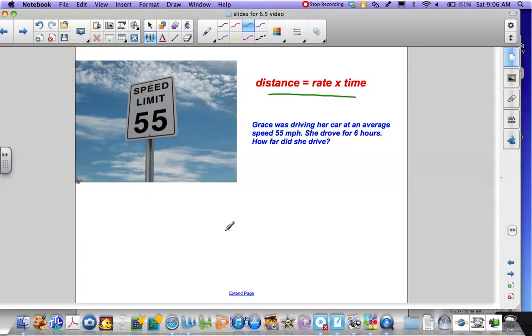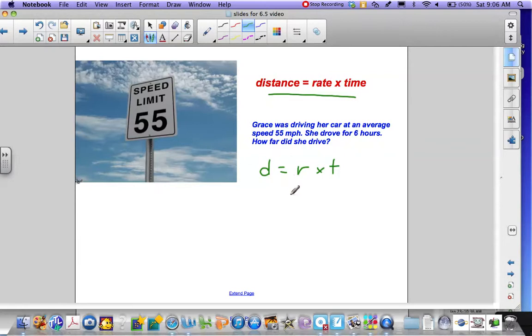Okay, so Grace was driving her car at an average speed of 55 miles per hour. She drove for 6 hours. How far did she drive? Every time we have a formula, we're going to start by writing the formula and substitute into it. You should always reread a problem, think about it, put yourself in the problem. You're driving your car at an average speed of 55 miles per hour. The speed is your rate.